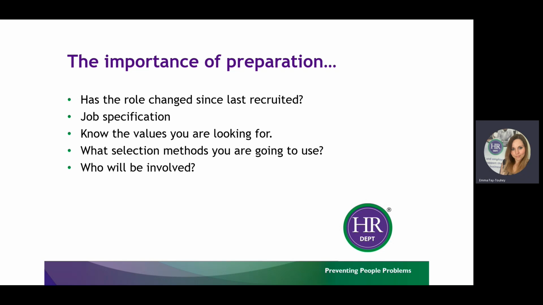So actually knowing who's going to be involved, knowing what their diary looks like in advance, will help with that preparation and make sure you're not potentially missing out on good candidates or disengaging those good ones who do apply.